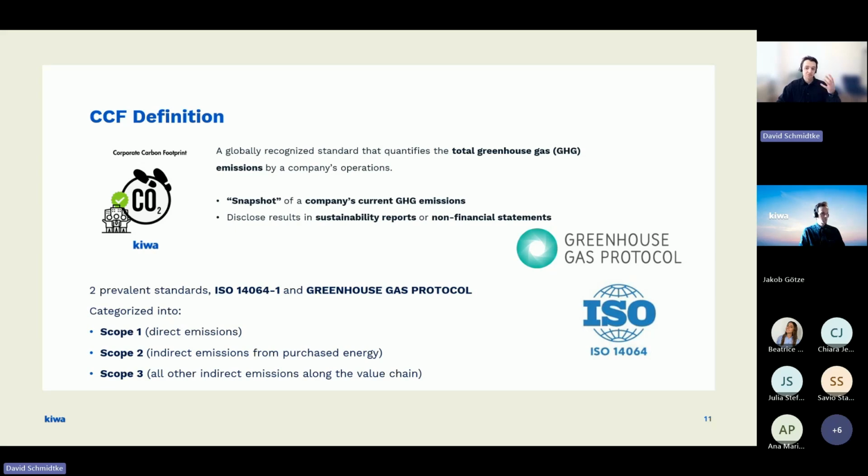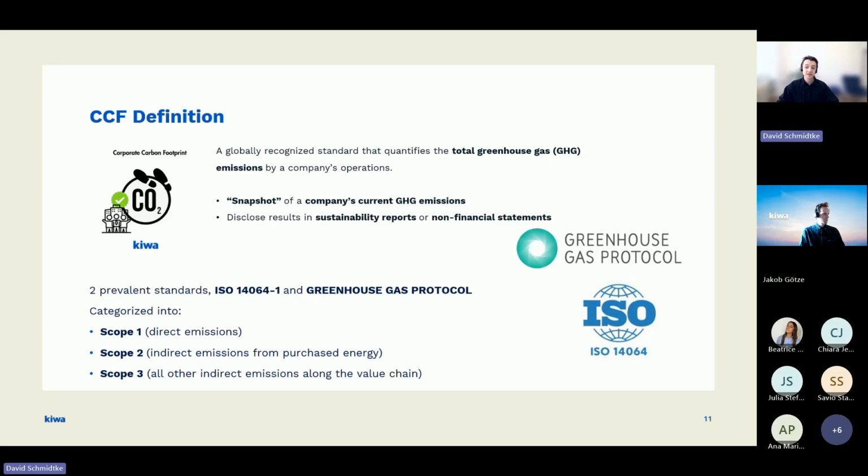The former is a broader framework, which basically focuses on the organizational boundaries, quantification methods, and the reporting requirements, as well as the verification of the CCF, while the GHG protocol has more of a practical approach and gives basically detailed explanations on how to proceed with the calculations. And generally, the CCF is split into 3 scopes.